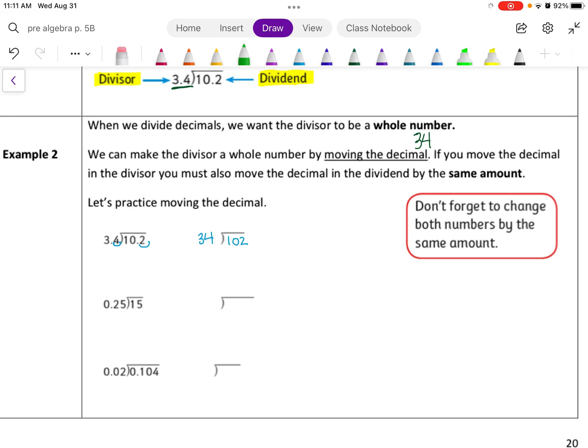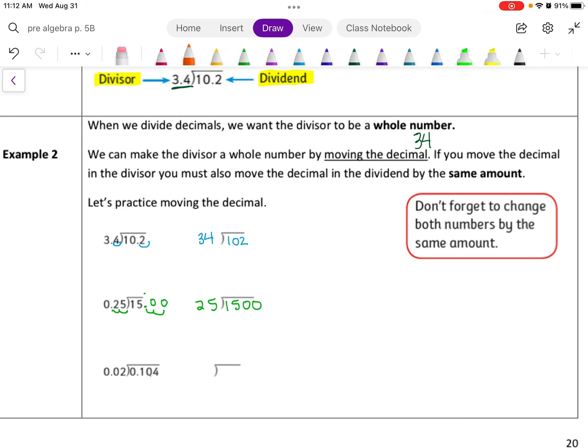Let's try this again. 0.25, okay, and 15. So we need to move the decimal on the divisor 2 spots, which means right now we have 15, okay, and the decimal's after 15. So we want to move that 2 spots to the right. Notice there aren't any numbers there, so we're going to fill in with zeros. So now it becomes 1,500 divided by 25.